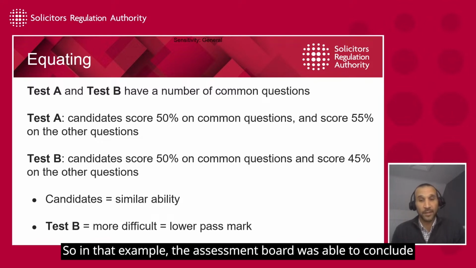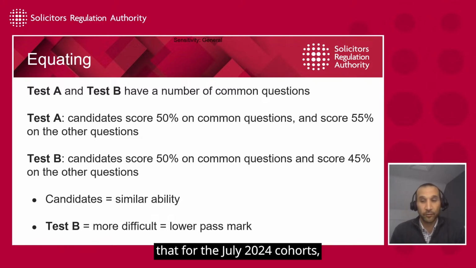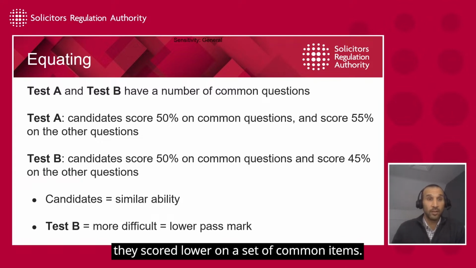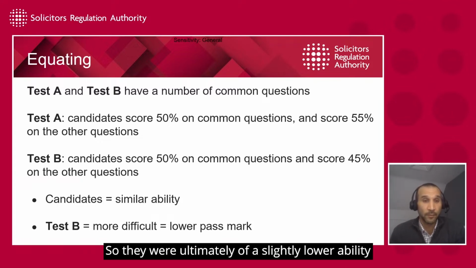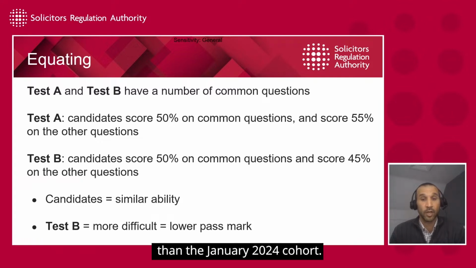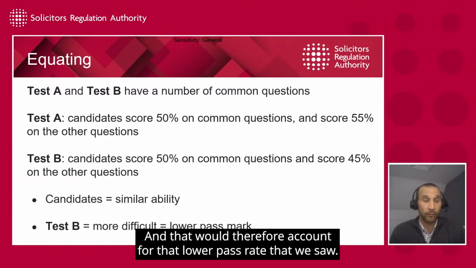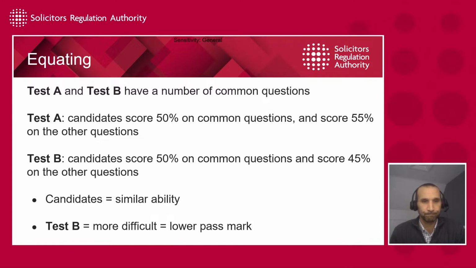So in that example, the assessment board was able to conclude that the July 2024 cohort scored lower on a set of common items. So they were ultimately of a slightly lower ability than the January 2024 cohort. And that would therefore account for that lower pass rate that we saw.